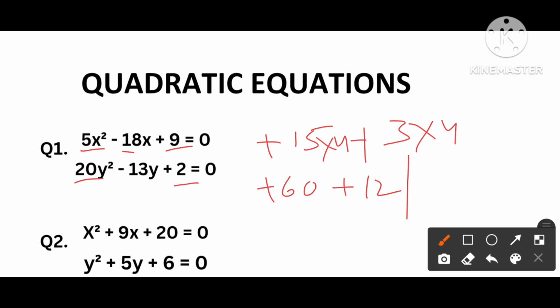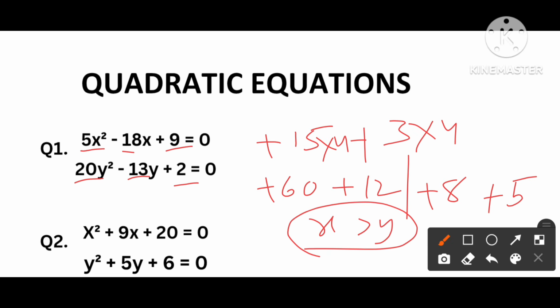22 times which will be 40, and we need to get 13, which means 8 times 5. Minus and plus means both the roots are positive. So now comparing these two, it is clear that x is greater than y. So the answer to the first question is x greater than y.